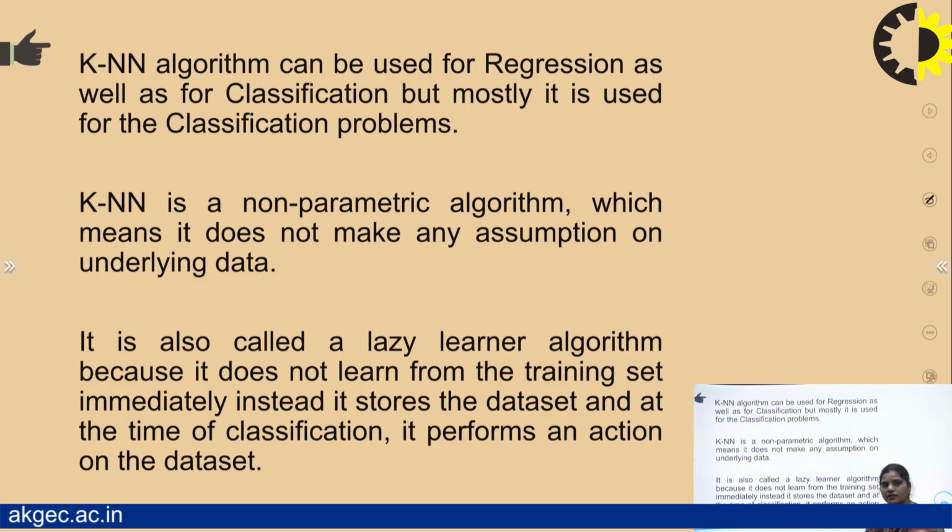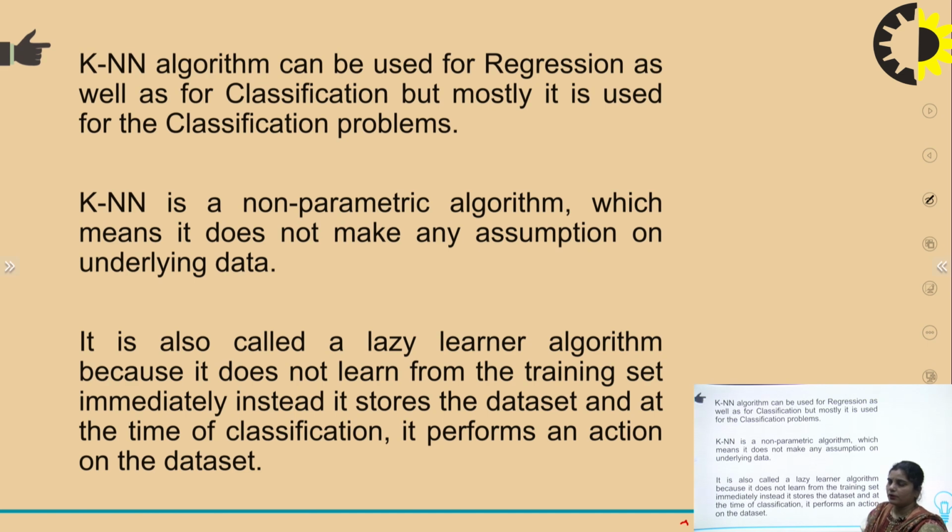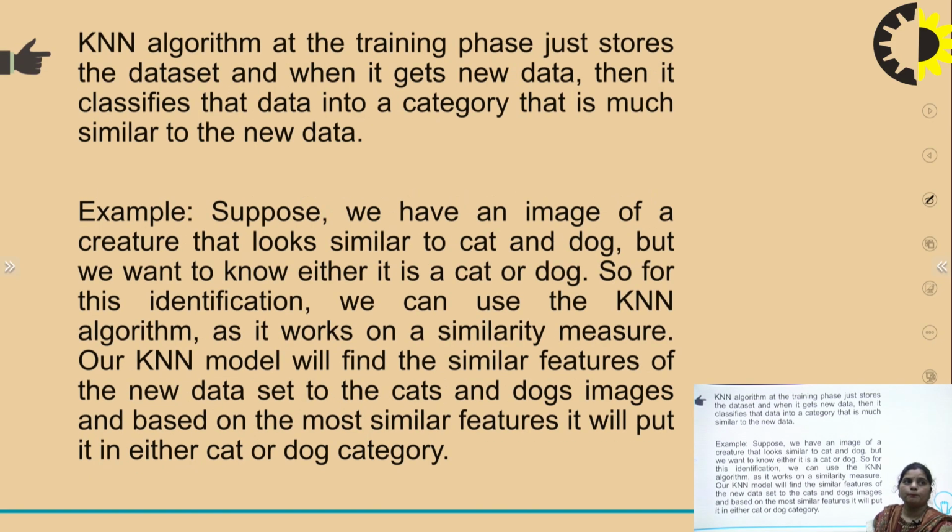Instead, it stores the data set, and at the time of classification, it performs an action on that data set. Whenever a new data point comes into consideration, at that point of time it performs an action on the data set. This is the concept of a lazy learner algorithm. In the training phase, KNN just stores the data set, and whenever it gets new data, it classifies that data into the category which is most similar to the new data.